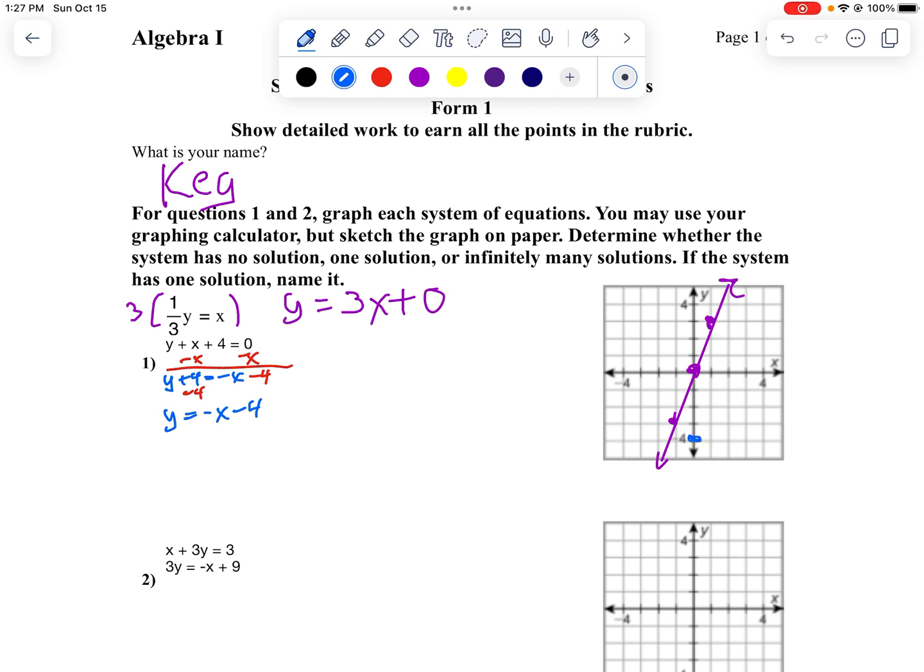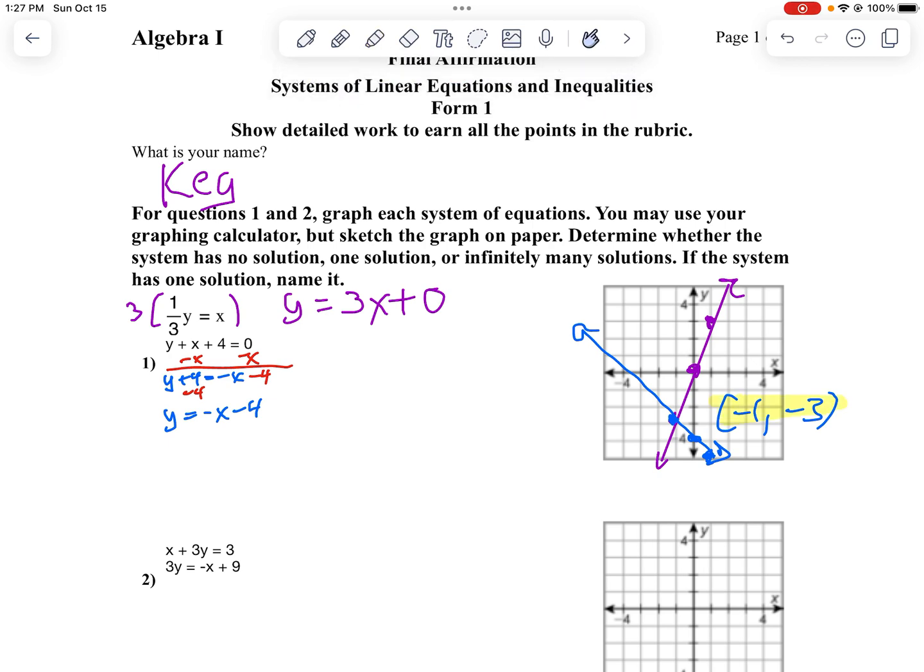And my slope is negative 1, which means I go down 1 to the right one. Or I go up 1 and to the left one, and we can see where those two lines cross. They cross at negative 1 and negative 3. And there's your solution.